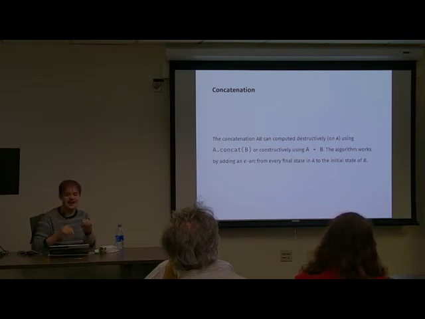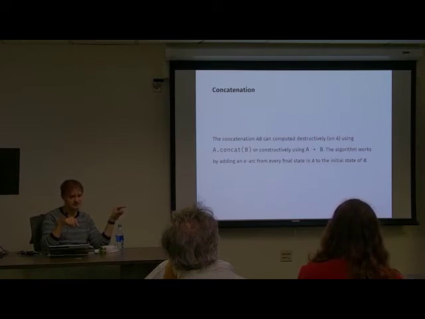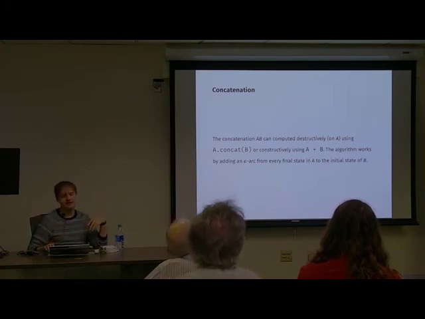So what you do is you add an epsilon arc from every final state in A to the initial state in B. It's really the whole algorithm. You just need to find every final state and then basically make it transition to the initial state. That's really the whole story. Many algorithms can be defined in those sort of terms.